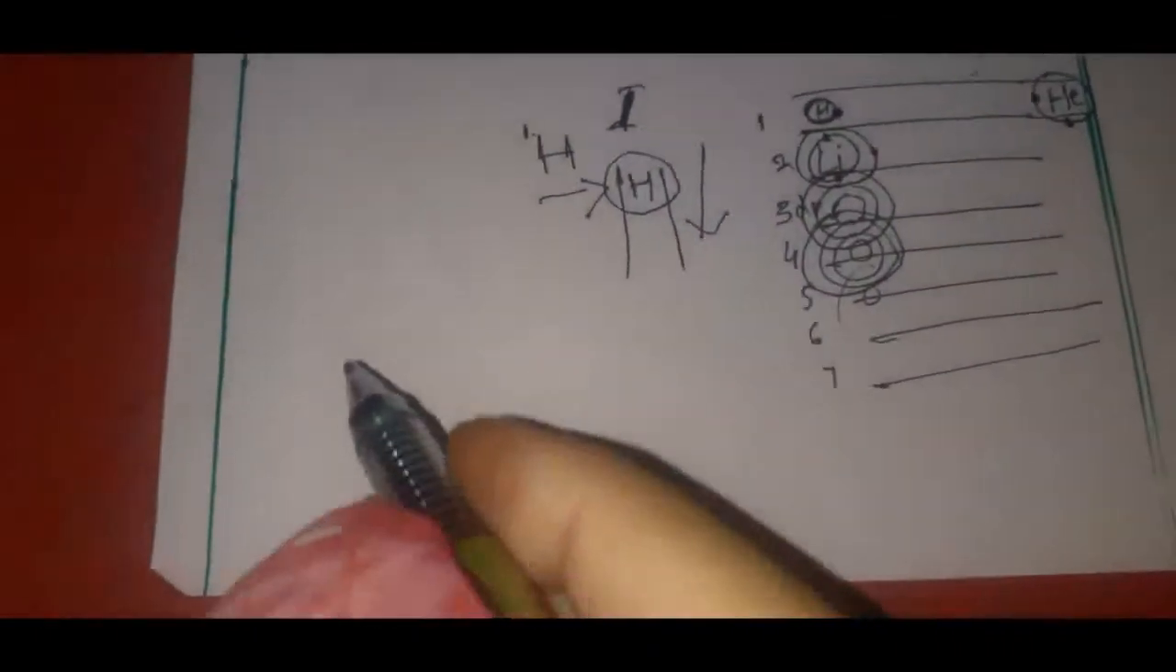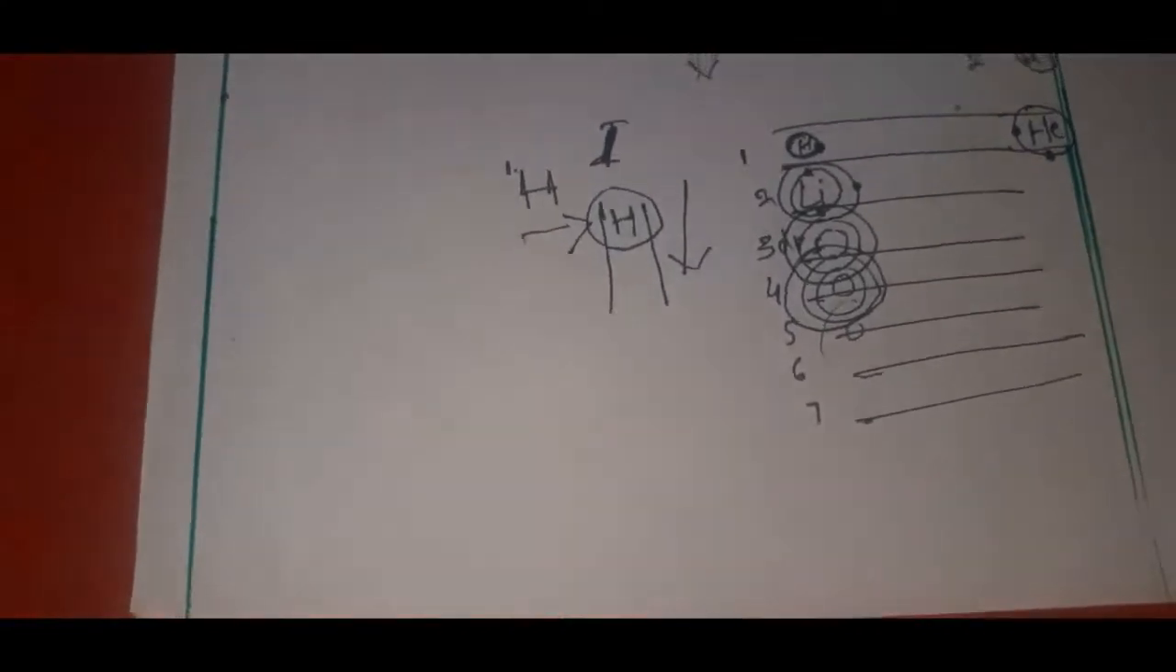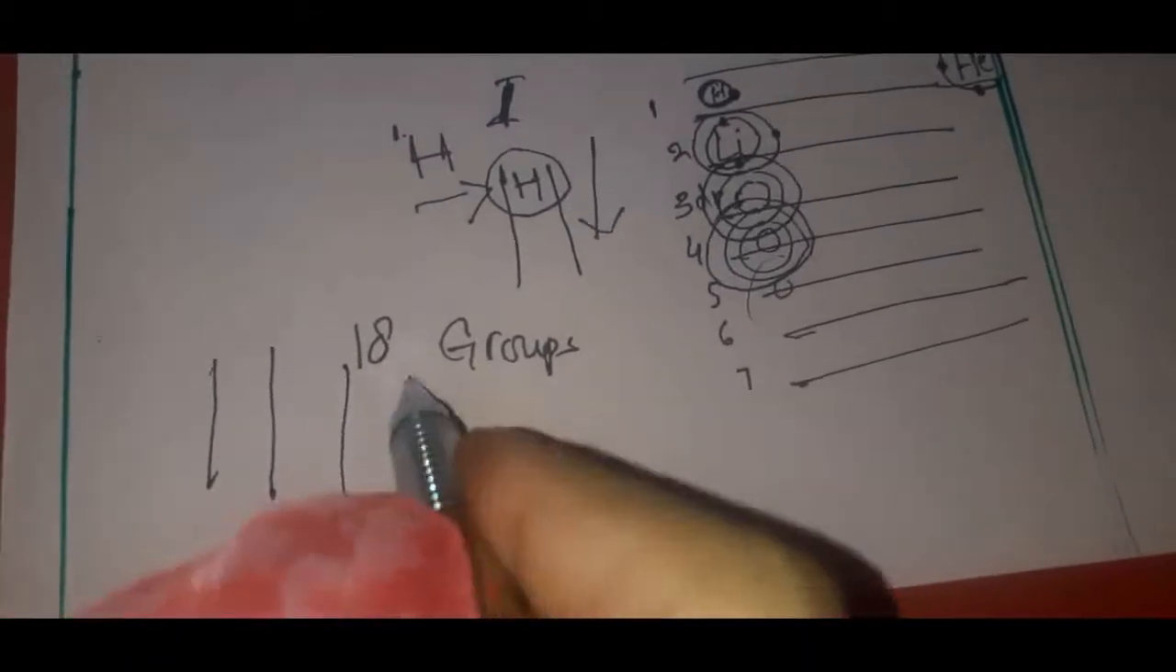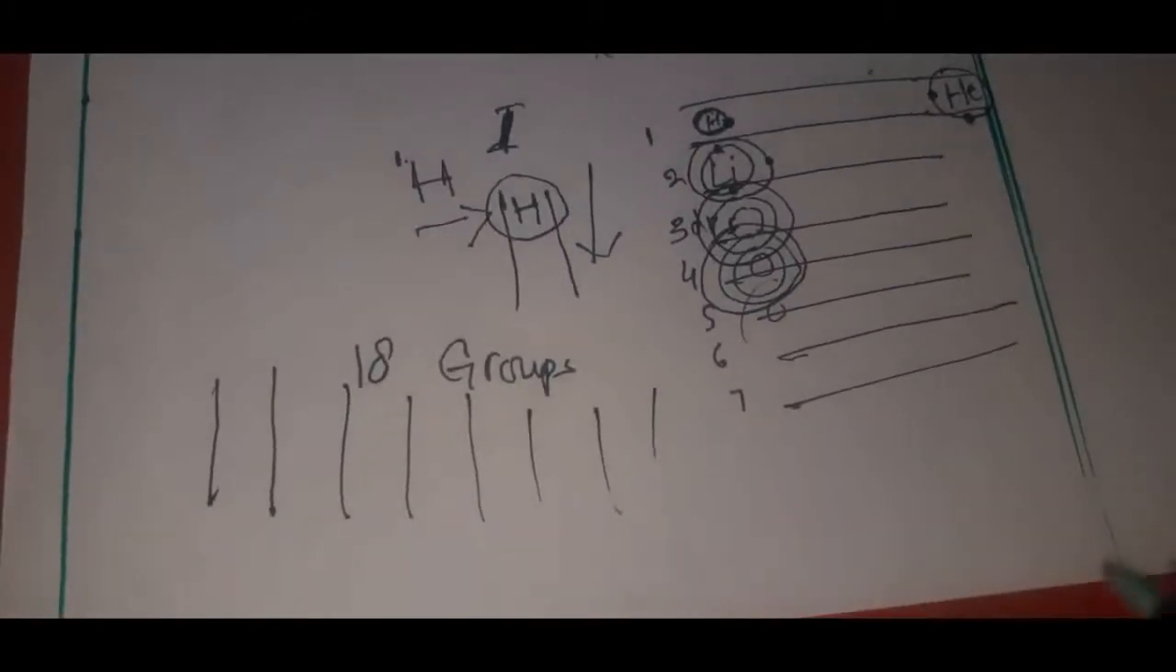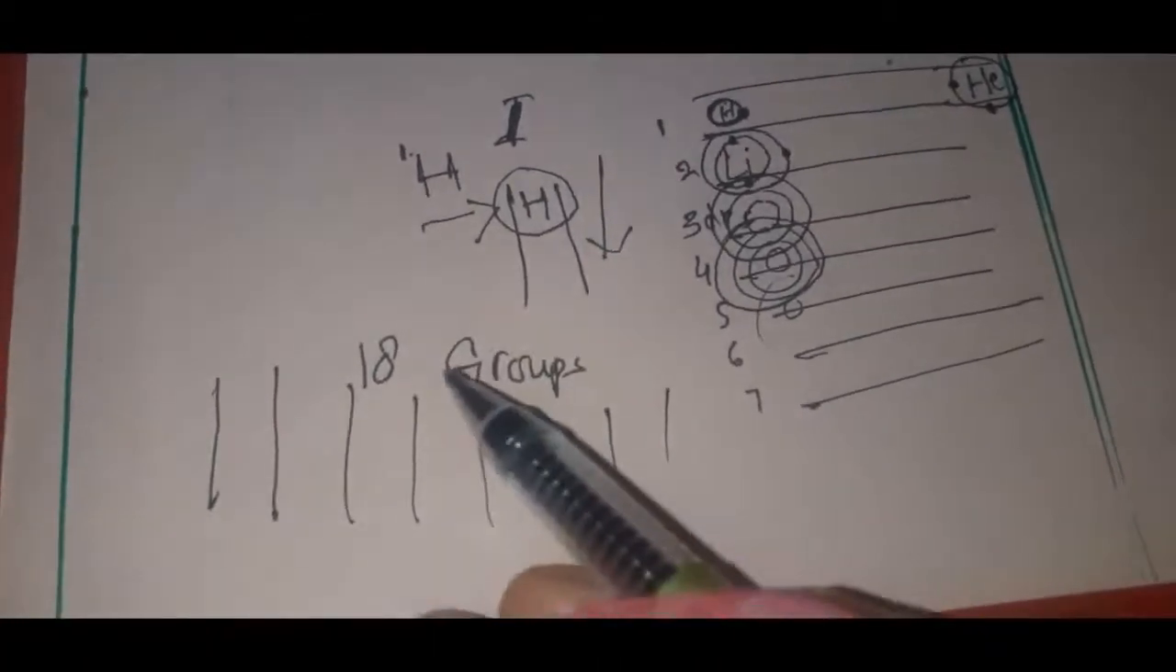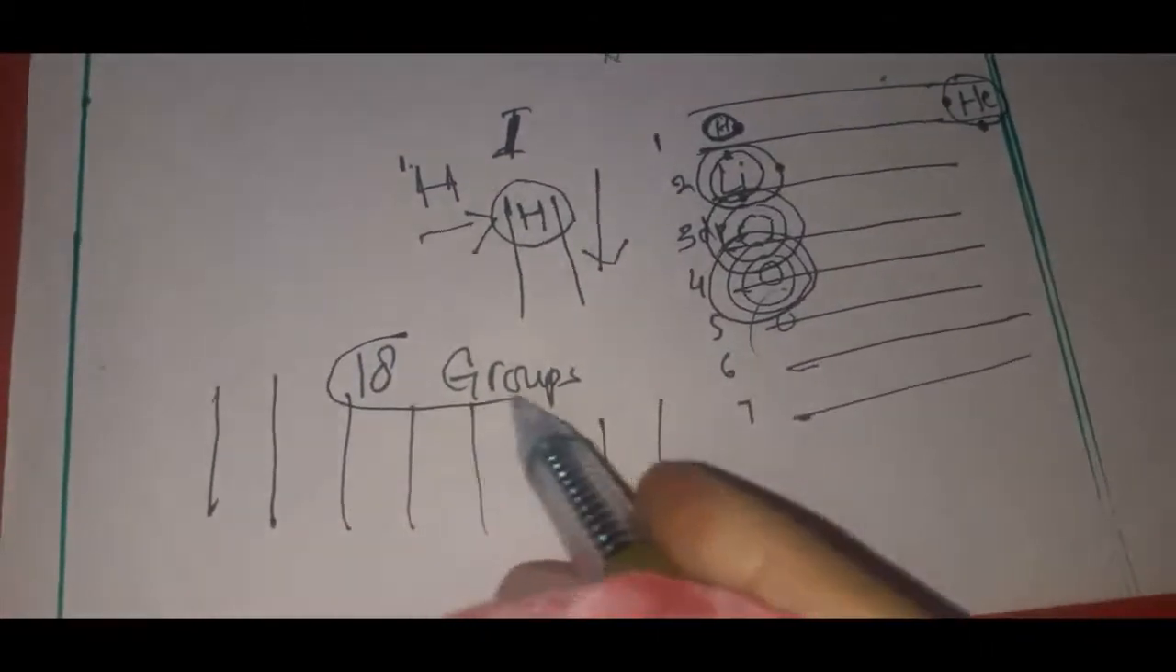Before that, come and learn something else. What do we have to learn? We should know that the periodic table has a total of 18 groups. This means that top to bottom we have to come down 18 times. So the periodic table has altogether 18 groups.